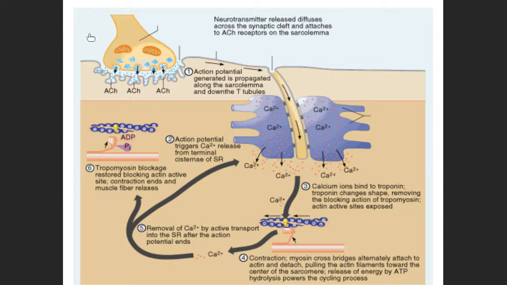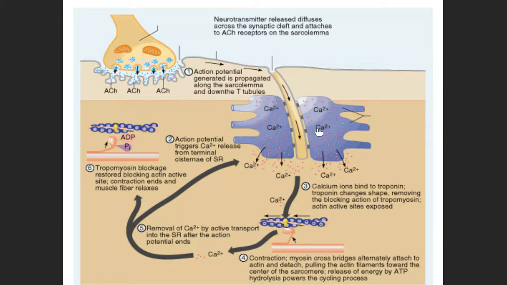So here we've got this electrical signal that's come down here, and this is stage 1. This is the action potential being generated. The action potential is going to release acetylcholine into the muscle, and that's going to go down the T tubules. And then we're on to the second part, which is calcium being released from the sarcoplasmic reticulum.